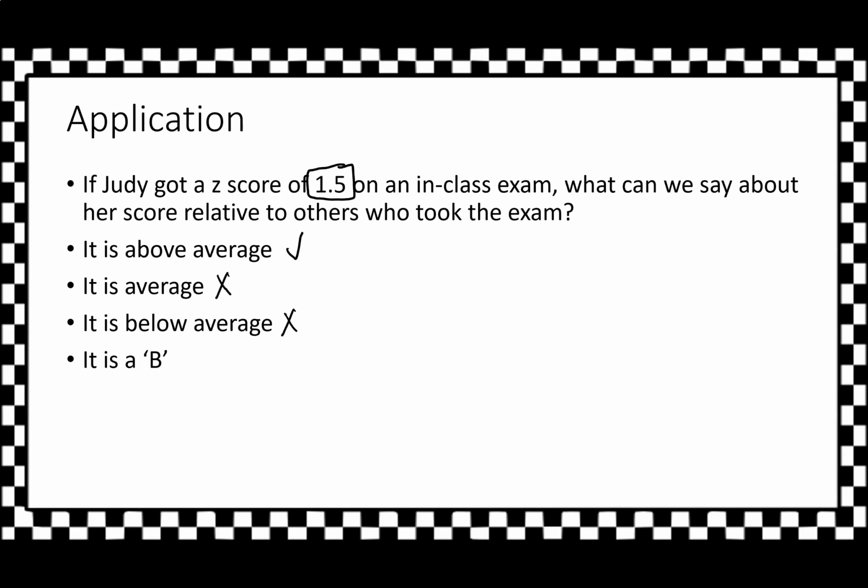All right. And is it a B? We actually have no idea. I'm going to put a question mark, and I guess you could put an X as well. It could be, but we don't know because maybe the score was like your AP test where it's out of 160 or something like that. So we don't really know that. We just know that Judy is above average.